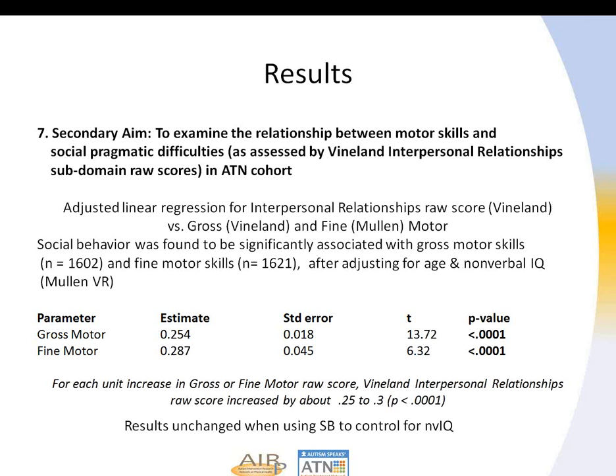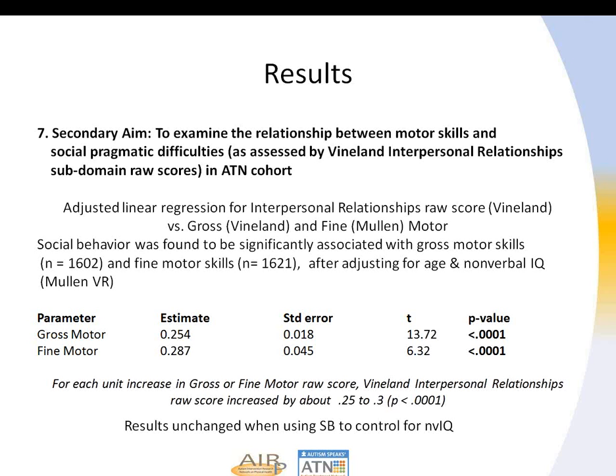The secondary aim of this study, or these analyses, was looking at the relationship between motor skills and social pragmatic difficulties, the social behavior measured by the Vineland interpersonal relationships. Here we see that social behavior was found to be significantly associated with gross motor and fine motor after adjusting for age and nonverbal IQ.